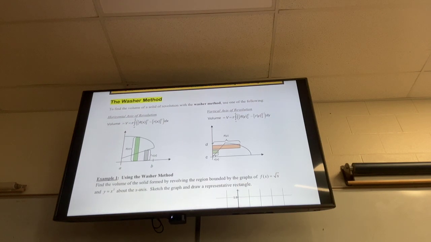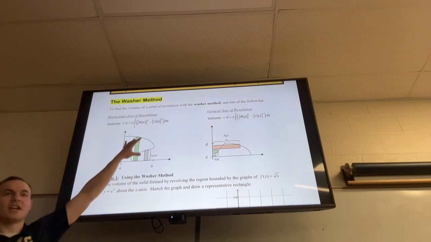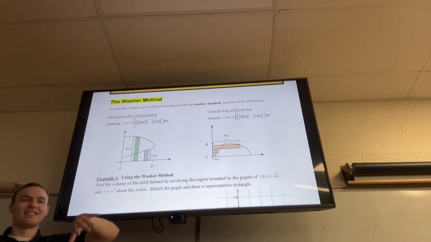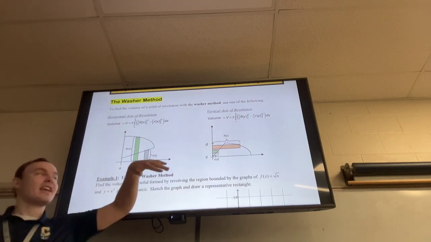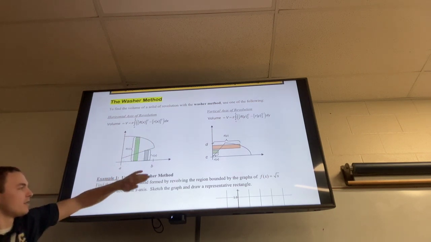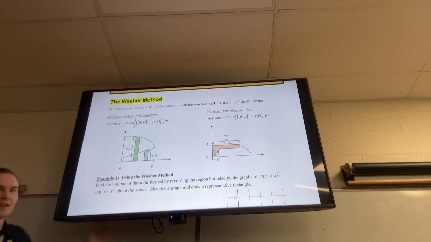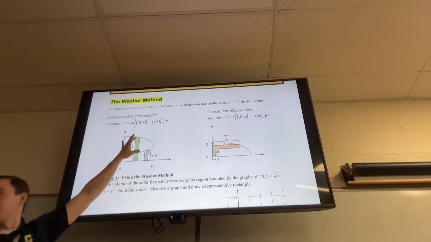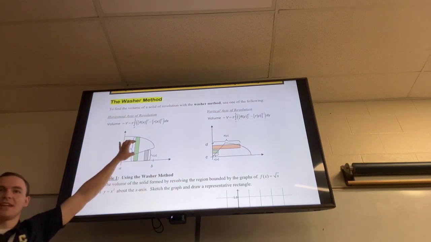Alright, so washer method. This is a lot like the disk method. Think of it like a bundt cake, the coffee cake at Psalms. They're going to take this little area right here and rotate it around the horizontal axis so that it makes a little bundt cake shape. We've got to find the volume of the cake.